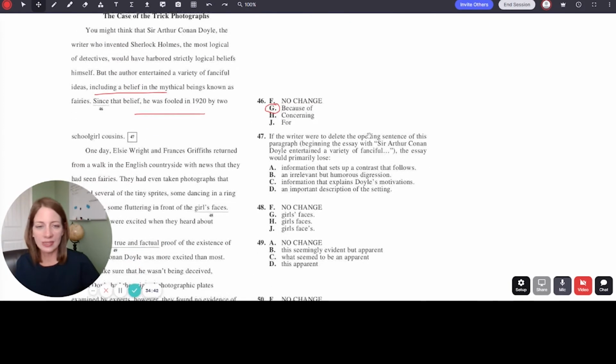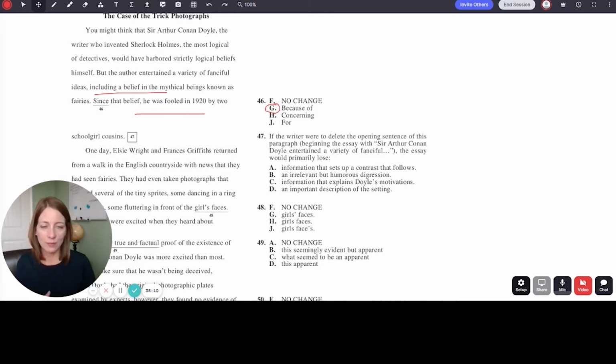Okay, so if we deleted that sentence, you might think of Conan Doyle, the writer of Sherlock Holmes, the most logical of detectives, would have harbored strictly logical beliefs. So I think if we had taken that out, you wouldn't know the author that we're talking about, or the reference that he wrote the book, or that it hints at the whole logical thing.